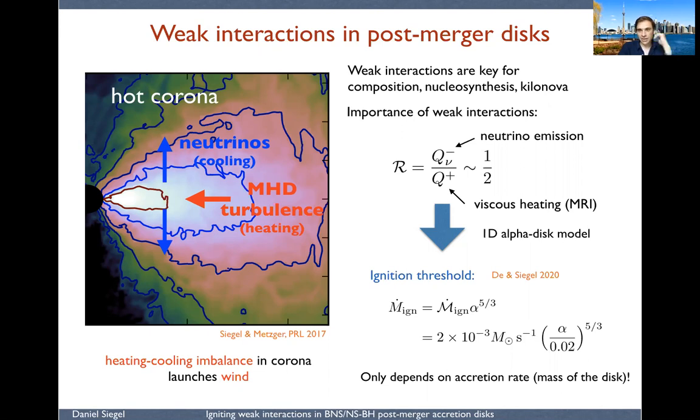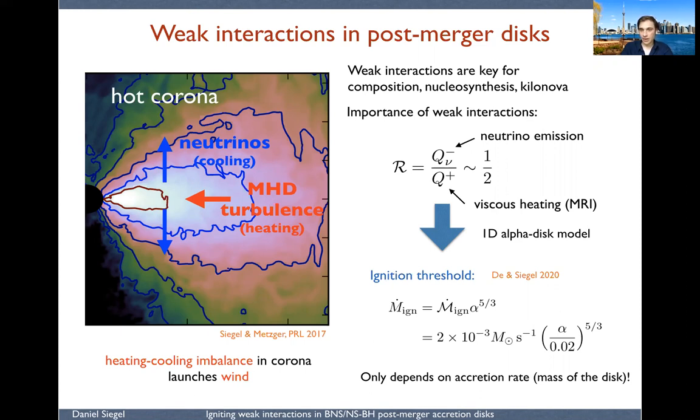That's a strong function of density and temperature. As you go away from the midplane, the weak interaction emissivities decrease rapidly. And so in what we call the hot corona, the viscous heating from MHD turbulence can no longer be offset by cooling, and this is how you generate outflows from that accretion disk. Now, when are these weak interactions actually important for the evolution of the post-merger system? You can quantify that by looking at the ratio of the rate of energy cooling via neutrino emission over the rate of viscous heating, or the rate of advection of thermal energy toward the black hole. For weak interactions to become important, that ratio has to become order of unity.